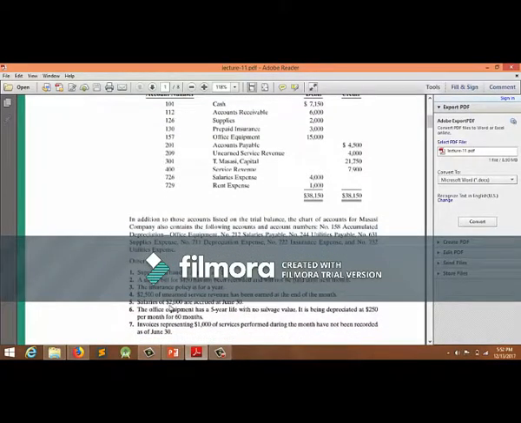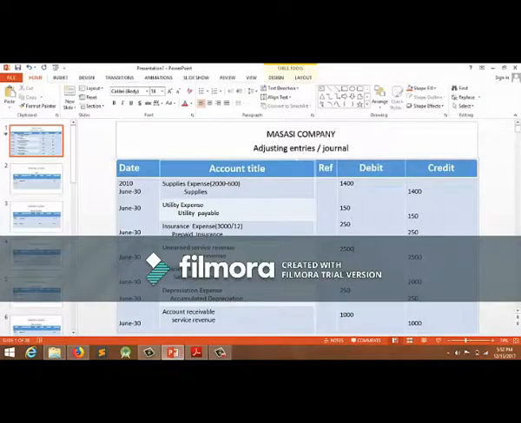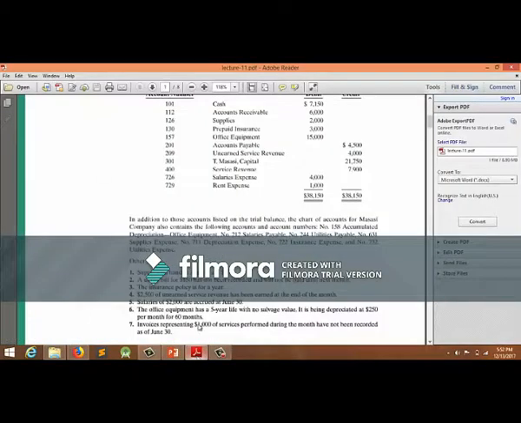Salaries of 2000 are accrued at June 30. So salaries have occurred: salaries expense and salaries payable. Next one is the office equipment has a 5-year life with no salvage value.